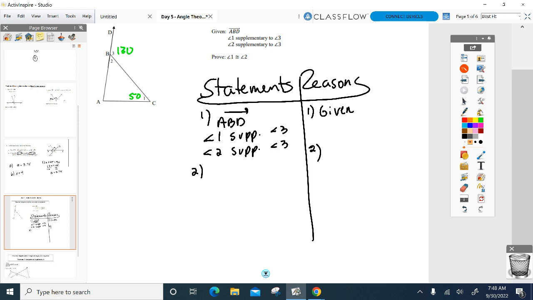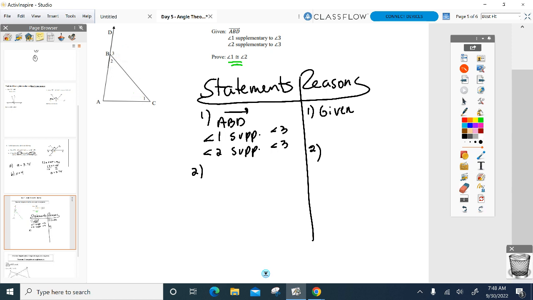130. It also tells me angle 2 and angle 3 are supplementary. So if angle 3 is 130, what's got to be angle 2? 50. And what do I notice about angles 1 and 2? There you go. And that's what I'm trying to prove. And I just showed you using numbers that they are congruent. All right. So how do I use this new fact now?